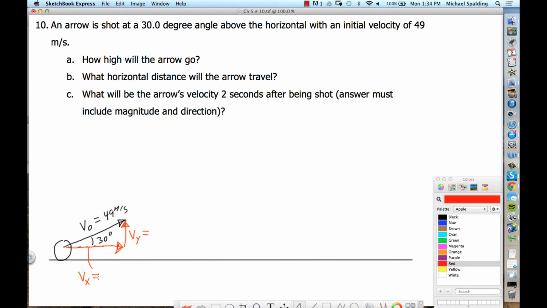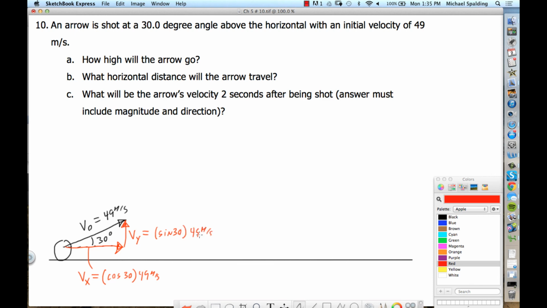Now how do we get Vx and Vy? With trig. All this is, from trig class, you got a 30-degree triangle, the hypotenuse is 49, solve for the x side, that's all it is, right? So how do you get the x side? Sine or cosine? The x is going to be cosine 30 times 49 meters per second. The y is going to be sine 30 times 49 meters per second.